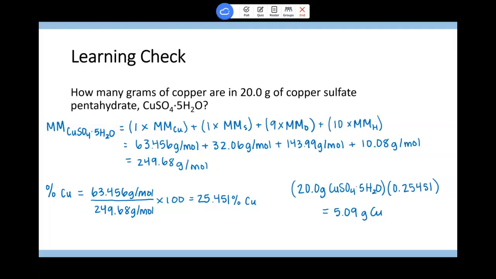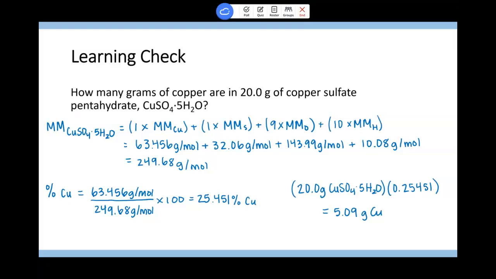If we followed the process that we followed in previous examples on Monday, we could also calculate the same number by saying we have 20 grams of copper sulfate, use the molar mass to convert to moles of copper sulfate, and then we say we have 1 mole of copper for every 1 mole of copper sulfate, and then convert to grams of copper, and that gives us the same number. So 2 different ways to calculate this final answer.